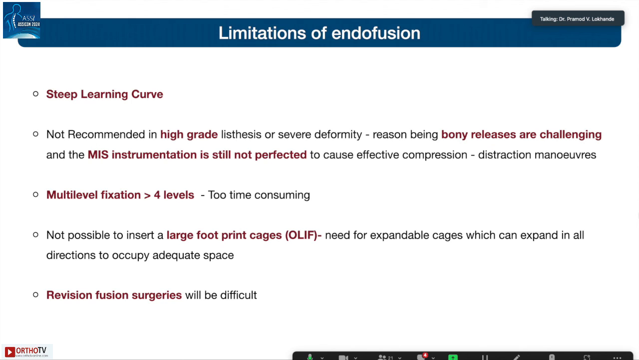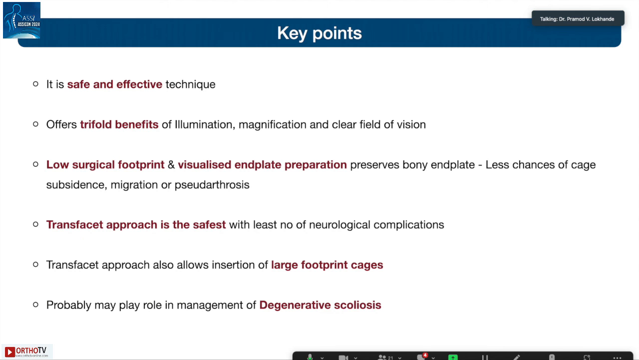The limitations of endofusion: I think it's a steep learning curve. It is not recommended right now for high-grade listhesis or severe deformity. The reason is the bony releases are a little bit challenging and more time-consuming. Secondly, the MIS instrumentation is still not perfected, as I told you, to cause effective reduction of high-grade listhesis. Multi-level fixations are again too time-consuming. It is not possible right now to insert very large footprint cages like OLIF cages, but we need to modify them, and we are in the process of that. And revision fusion surgeries might be difficult with endoscopic surgery.